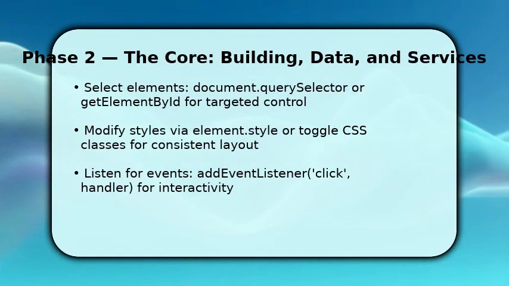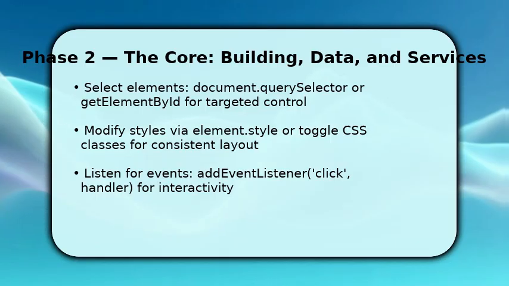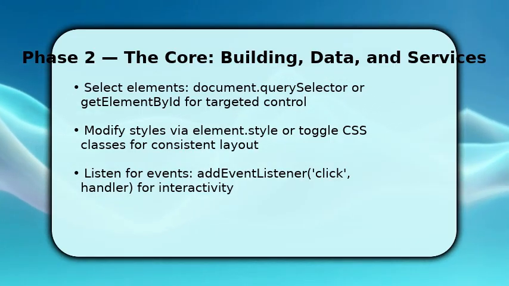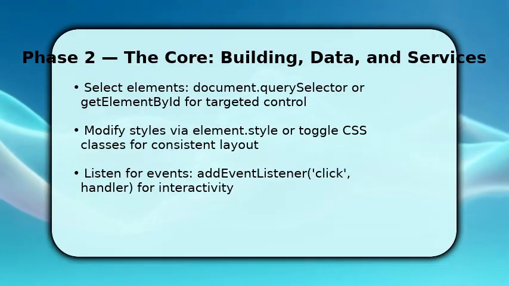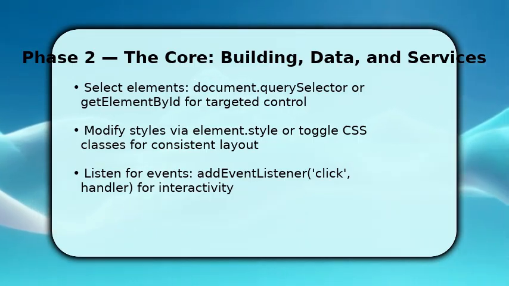You now connect behavior to elements. Use document.querySelector or getElementById to grab nodes because precise selection avoids accidental global changes. Once you have nodes, change element.style properties for quick tweaks, but prefer toggling CSS classes to keep design consistent and maintainable.